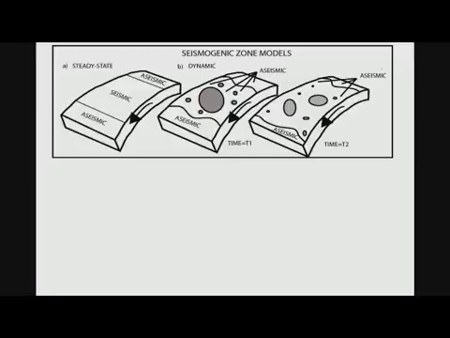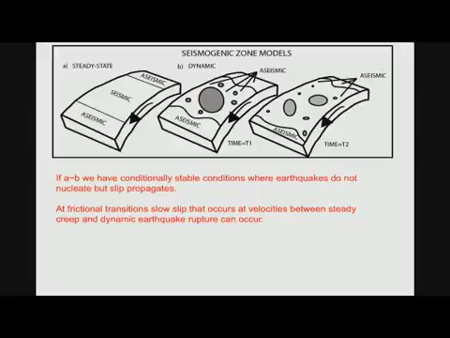So some things that we have to consider, and I didn't talk too much about, but we talked about when A is less than B, the frictional parameter, and when A is greater than B. When A is very close to B, we have a frictional state that's called conditionally stable. And earthquakes don't nucleate in that region, but they can propagate.